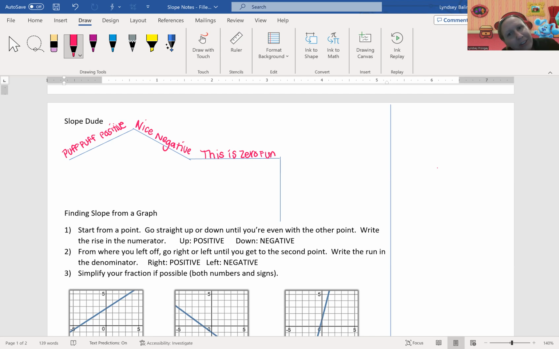We have undefined. So just throwing a couple other words here. This is zero fun. That's that flat part. This would be horizontal. The horizontal line goes straight across flat. That is zero fun, so it has zero slope. When it is a line up and down like this one, this is what we call vertical, and that has a slope of undefined.